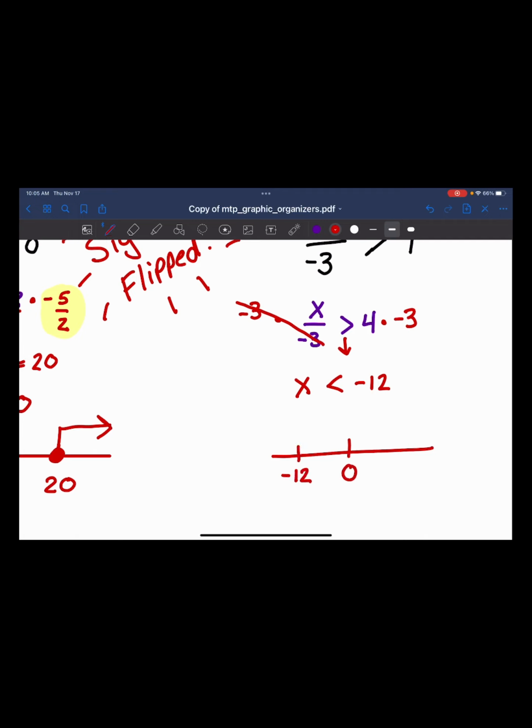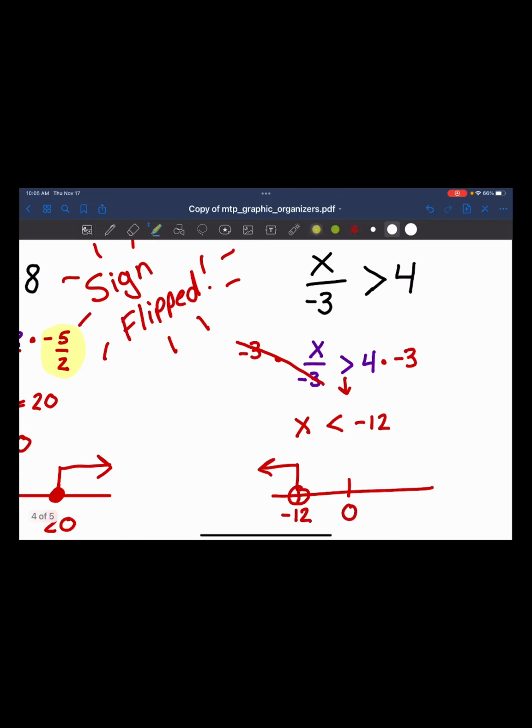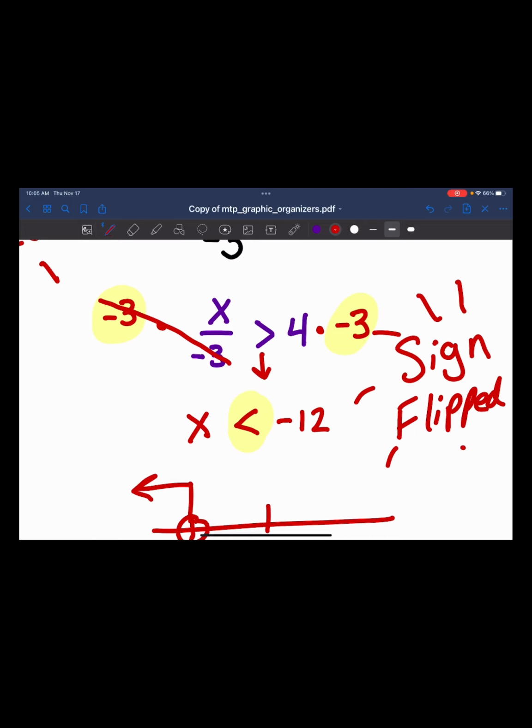This will be an open circle because it's not or equal to, so it can't be -12, like that's part of the answer. But then let's read it from the variable. x is smaller, so anything that way could be a possible answer. Grab that highlighter again. Let's highlight the things that made the sign flip. Multiplying by -3 to both sides is what made the sign flip. And then once again, I'm going to grab my pencil and I'm going to say sign flipped. Super, super important.